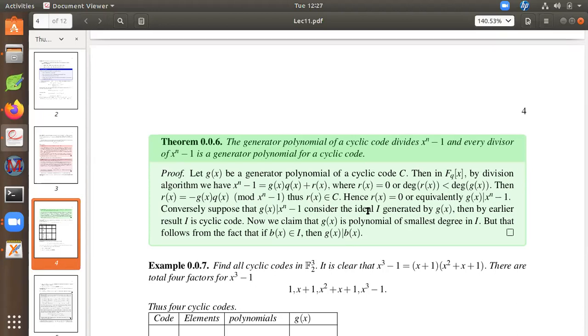So let us assume that g(x) is a generator polynomial for a cyclic code C. Again, what is my claim? I want to show that g(x) divides x^n minus 1. Again, the proof is very simple. Apply the division algorithm for x^n minus 1 and g(x).